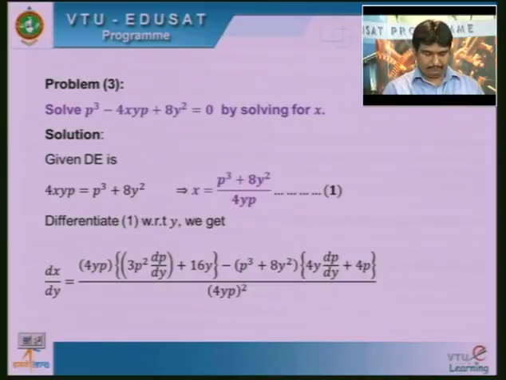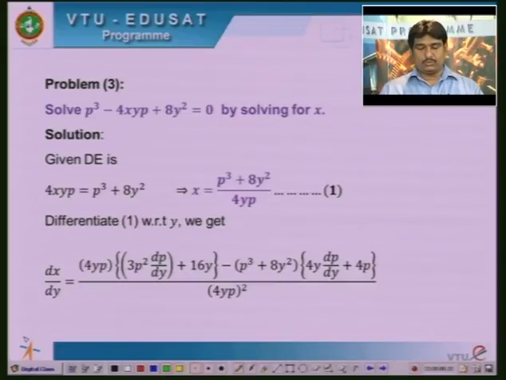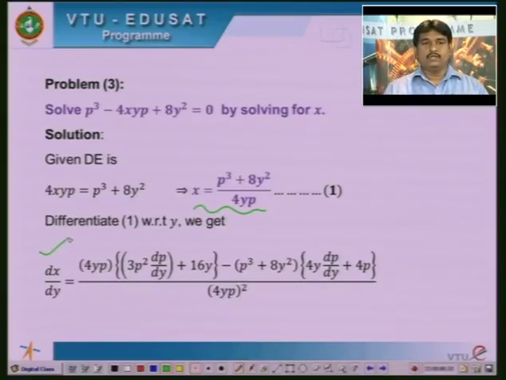differential equation. In this case, you can write the given differential equation as x equals 4p cube plus 8y square divided by 4yp. x equals p cube plus 8y square divided by 4yp. Differentiate 1 with respect to y. So LHS is dx by dy equals, by the quotient rule, denominator 4yp into derivative of numerator. Numerator is p cube plus 8y square.